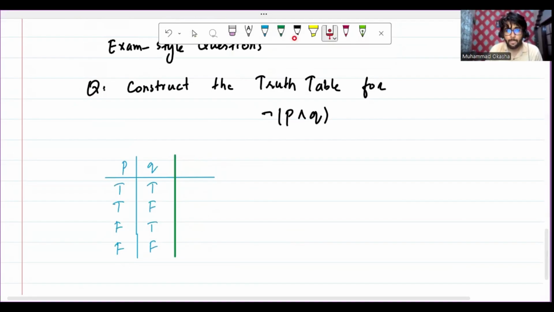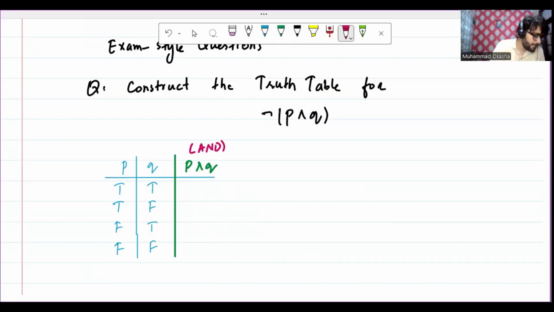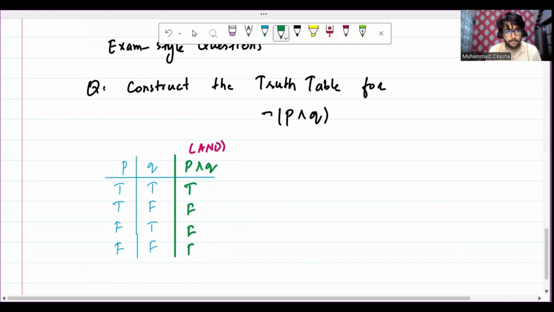First, I will do their conjunction. P conjunction Q. So I'm going to write P conjunction Q. And again, conjunction is and. Right? I hope you remember. And means both of them, P and Q, have to be true for their conjunction to be true, right? So TT is true. Otherwise, the rest of them will be false, false, false.